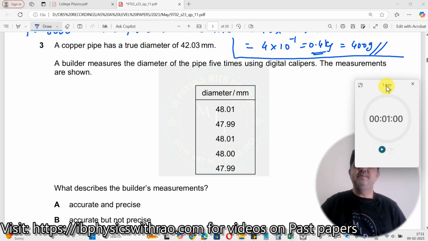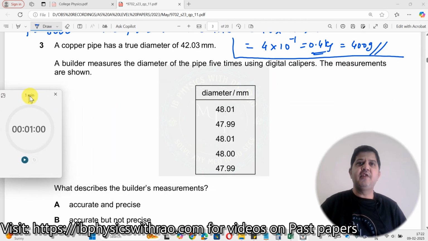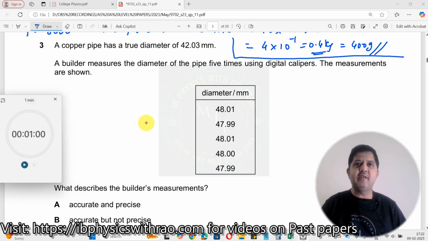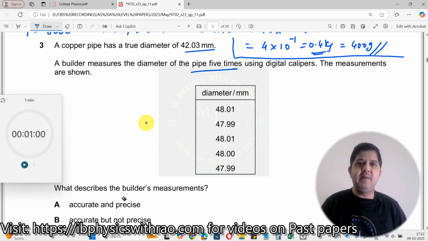Question number 3. A copper wire has a true diameter of 42.03 millimeter. The builder measures the diameter of the pipe 5 times using digital calipers, and the measurements are shown over here. What describes the builder's measurements?